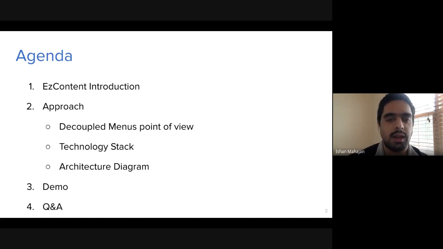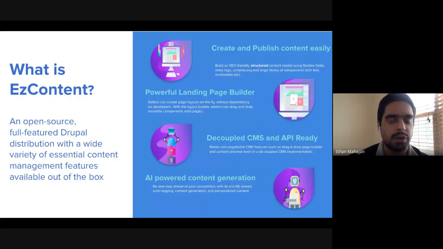So EzContent is a distribution. It's completely open source, available on Drupal.org. There are two projects mainly. One is EzContent, and then there's another sub project called EzContent_API. I'm sure all of us here are familiar with Drupal distributions, so I wouldn't go into too much detail on the different functionalities, right? I'll sort of focus in on a couple.